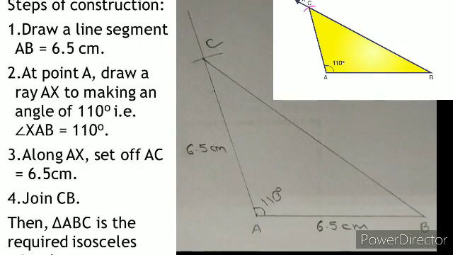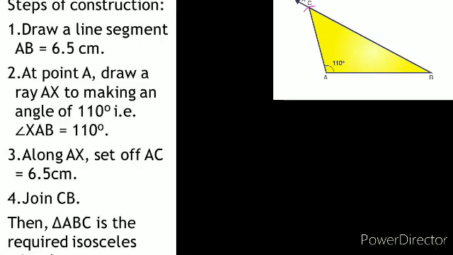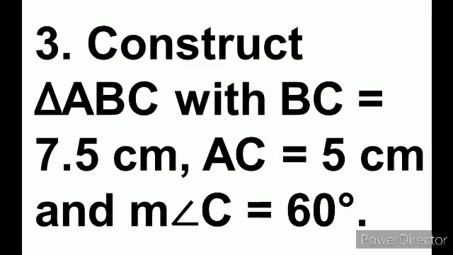Then after this, we will see question number 3. Construct triangle ABC with BC equal to 7.5 centimeter, AC equal to 5 centimeter, and measure of angle C equal to 60 degrees. Angle C measures 60 degrees. Length of two sides: BC is 7.5 centimeter, AC is 5 centimeter.